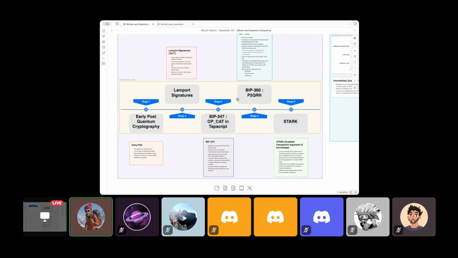So all these proposals are at various levels of discussion, various levels of implementation, various levels of adoption, by the developer community at least. Right now, BIP 360 is the most actively researched and debated, and it is being most actively worked on. In my opinion, it probably has a good chance of being adopted.